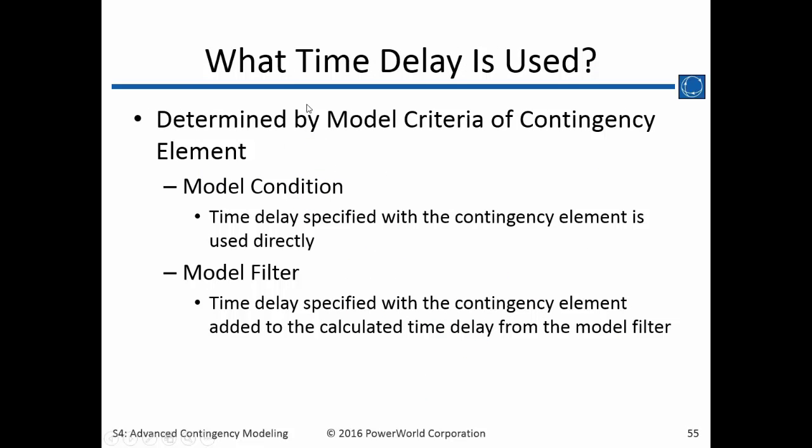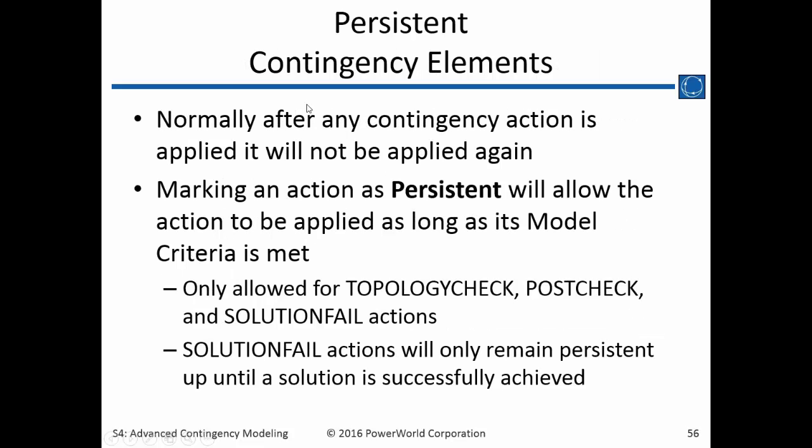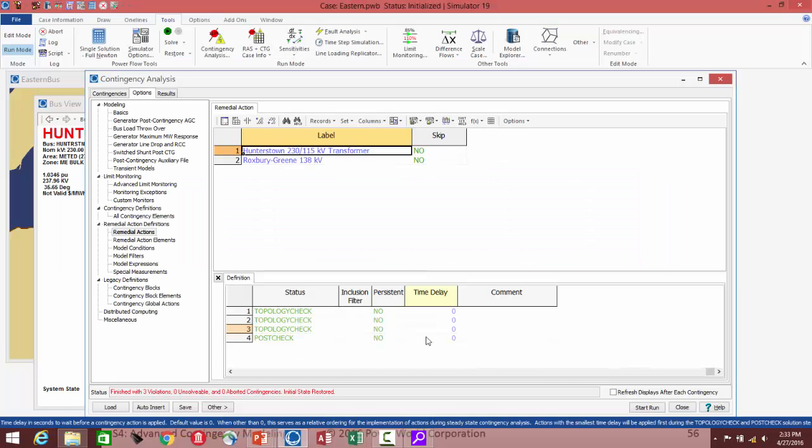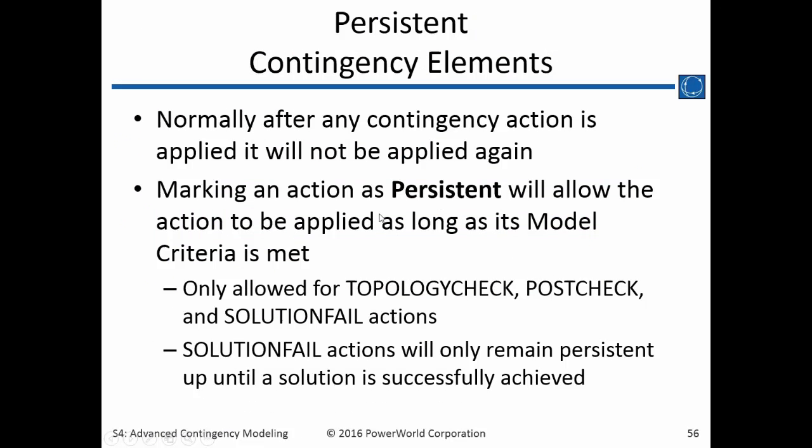If you have time delays on actions and then time delays in filters, then there's a hierarchy as far as when it's used. And then there's also a yes/no field for whether or not an action is persistent. A persistent action would be like, once it's taken, then it'll apply the action anytime the model criteria is met.